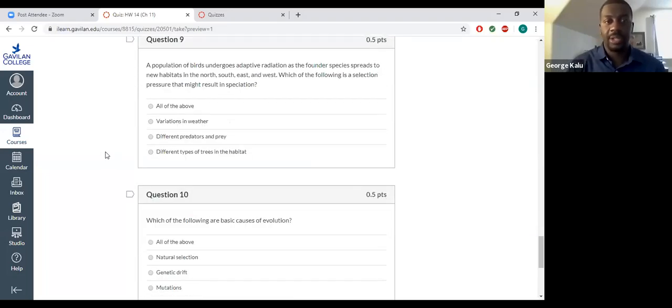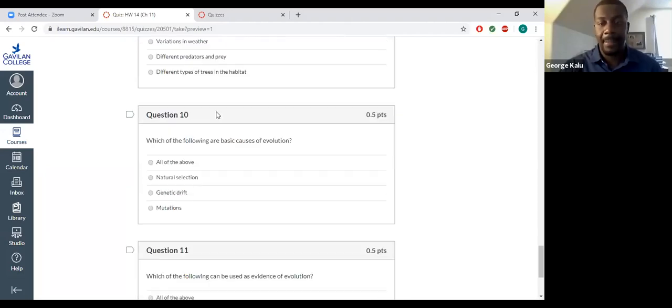A population of birds undergoes adaptive radiation as the founder species spreads to new habitats in the north, south, east, and west. Which of the following is a selection pressure that might result in speciation? We have variations in weather, different predators and prey, different types of trees in the habitat, or all of the above. All right, all of the above, exactly. So all of those are different selection pressures that may result in speciation occurring in this population of birds. Good. Okay, number 10.